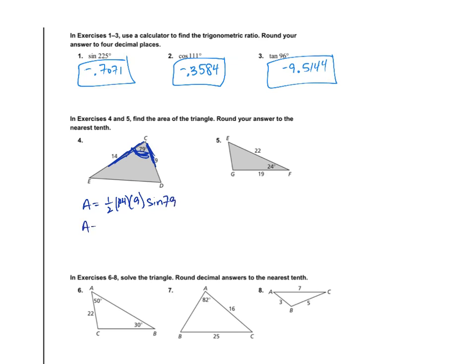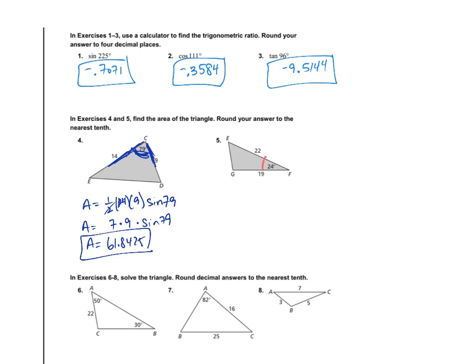So on my calculator, I just work this out. I could just reduce that 7 right now and say it's 7 times 9 times the sine of 79. So I could just do it all at once. 7 times 9 times the sine of 79 on the calculator comes out to be an area of 61.8425. Okay, moving on to the next one.